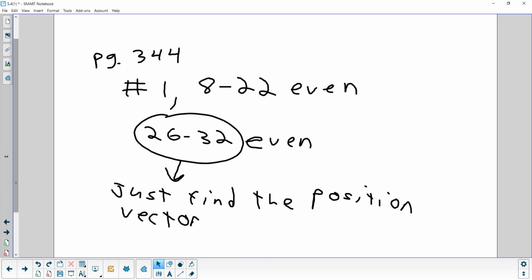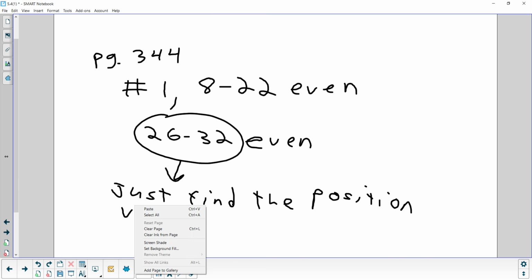Alright, so that is the homework for tonight. It's all evens except for number 1. I think that's a vocabulary question. So 8 to 22 even, 26 to 32. And ignore the directions in the book for 26 to 32. The book asks you to do something I haven't taught you yet. So all I want you to do in 26 to 32 is what we just did in the last problem. Find the position vector.